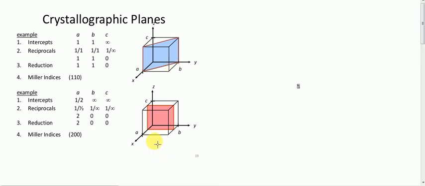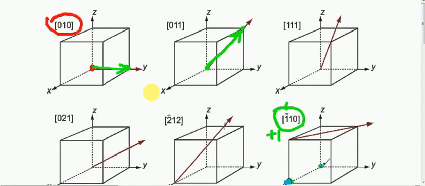Now look at the other plane here. Along A it is 0.5 or 1 by 2. Along Y or along B it is infinity because it is not touching the B axis. It is not touching the C axis also, so infinity. So the intercept is half, infinity, infinity. You take the reciprocal of that, it will be 2, 0, 0, since 1 by infinity is 0. So this gives a Miller index representation as 2, 0, 0.